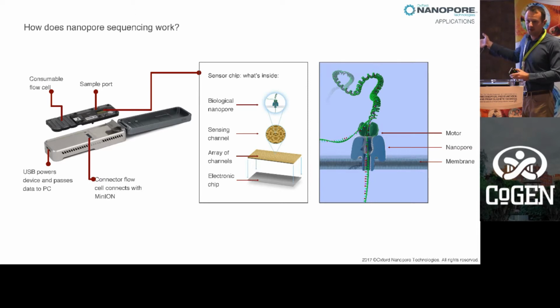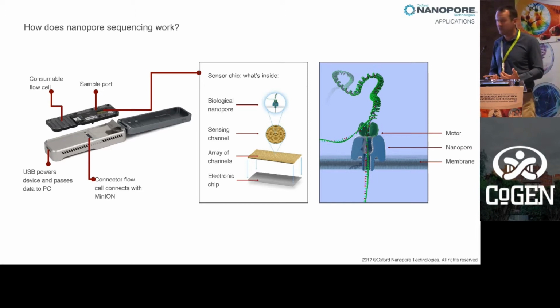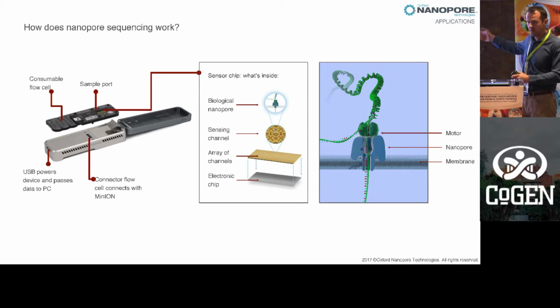The membrane also has some key features. The main feature that the membrane has to have is that it's got to be a very good electrical insulator so that the current can only flow through the pore and nowhere else. And the third component shown here is called a motor.